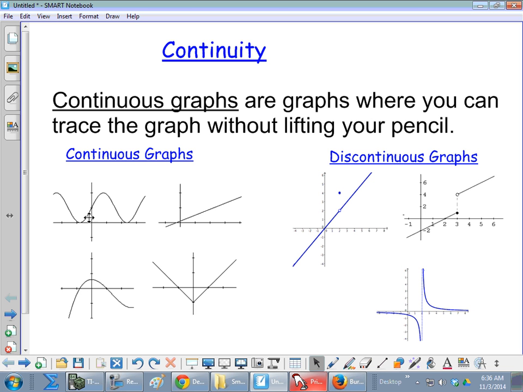It's one continuous smooth curve. Same thing here, it's a nice continuous line. And so on and so forth here. Here are some discontinuous graphs.